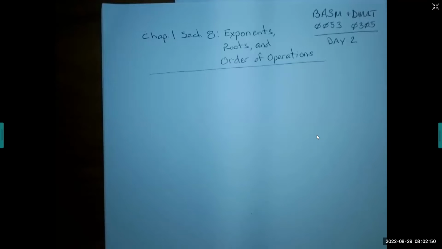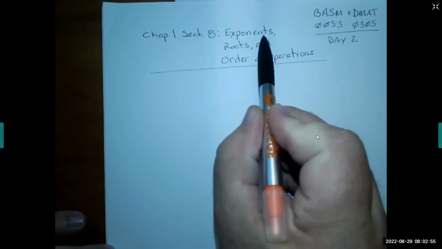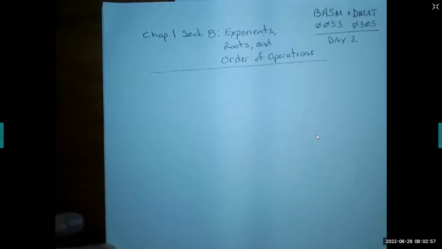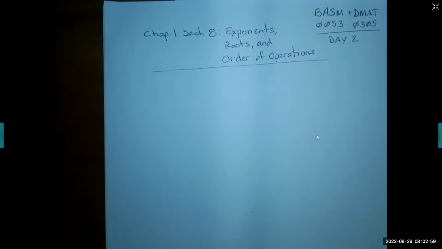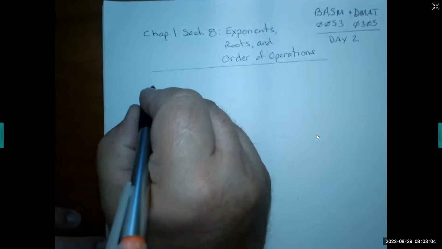The first section we have for homework assignments is chapter 1, section 8. It deals with exponents, roots, and order of operations. Well, we did one of those. We did order of operations last week. So today we're going to start talking about exponents and roots.